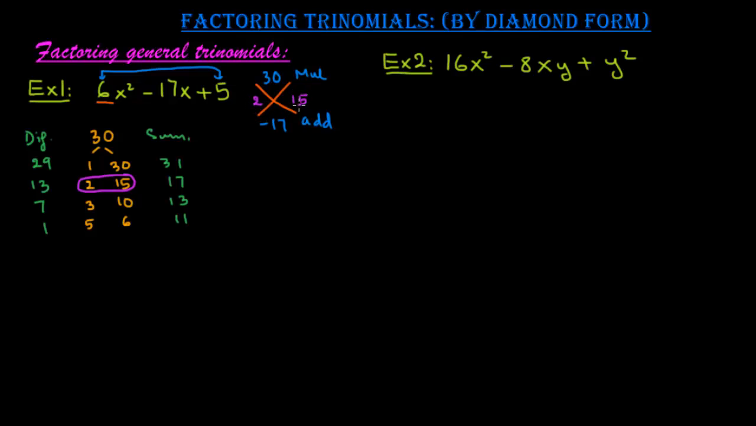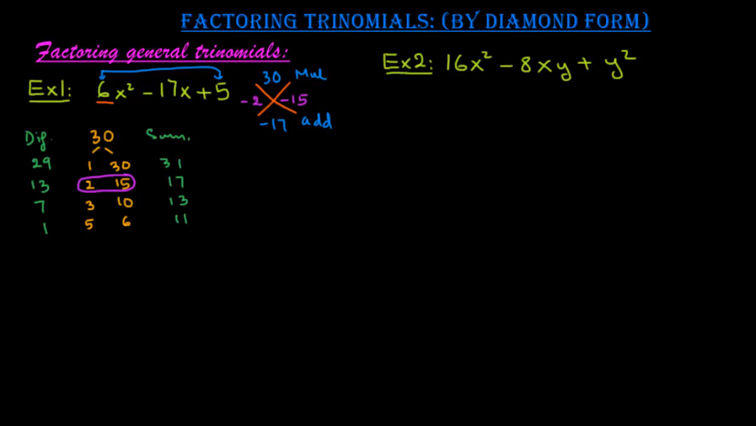So 2 plus 15 gives me positive 17. They don't give me negative 17, which means that both of them have to be negative. Now let's check it one more time. Negative 2 added to negative 15 gives me negative 17. Negative 2 multiplied by negative 15 gives me positive 30. So that is the pair I'm looking for.